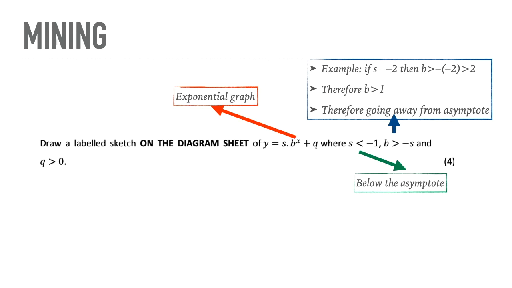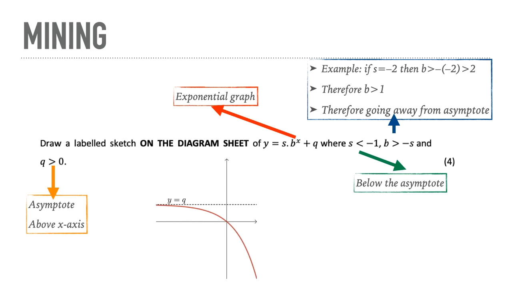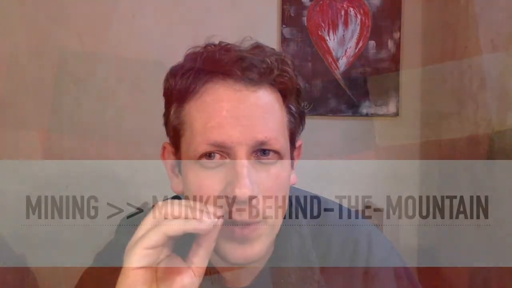Last but not least, q is greater than 0, which means the asymptote lies above the x-axis. So in other words, the graph looks like this. Now, very seldom in mathematics, I'm being honest with you, will there be a pure mining type of sum. Usually, there'll be mining going over to a monkey behind the mountain.